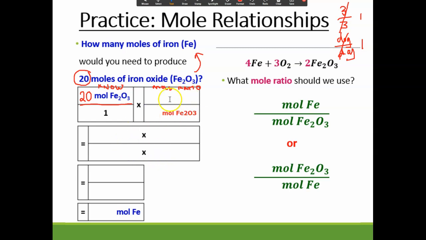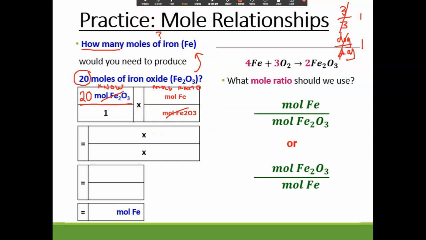Okay, now finally, that's going to get rid of those moles of iron oxide, but I do need to make sure that on top I have what I'm solving for. So taking a look here, the question is how many moles of iron? This is what I'm solving for, moles of iron. Again, MOL is the abbreviation for mole, and you must include the actual chemical name, Fe for iron. Okay, so plugging that in here.